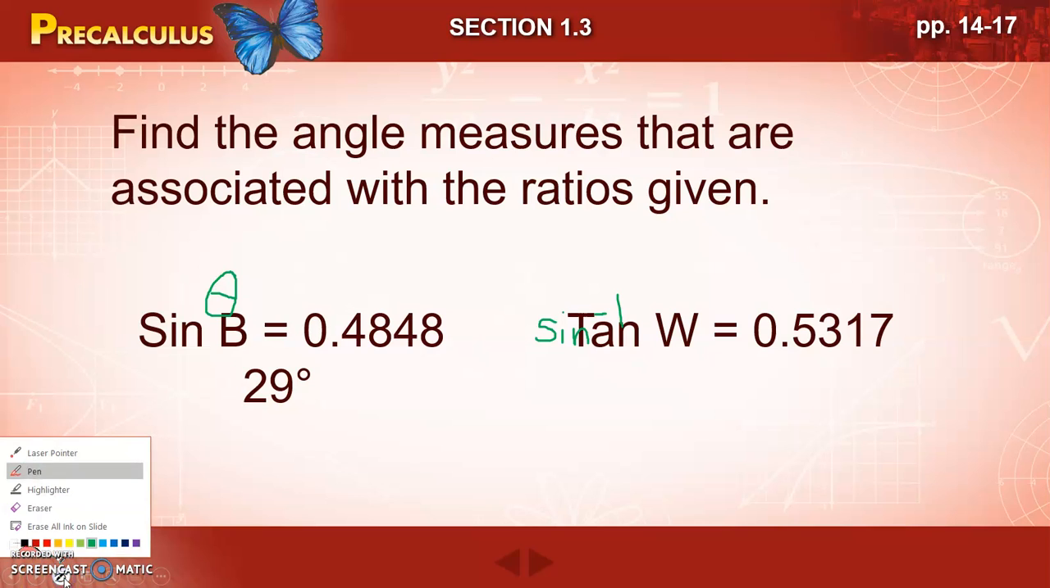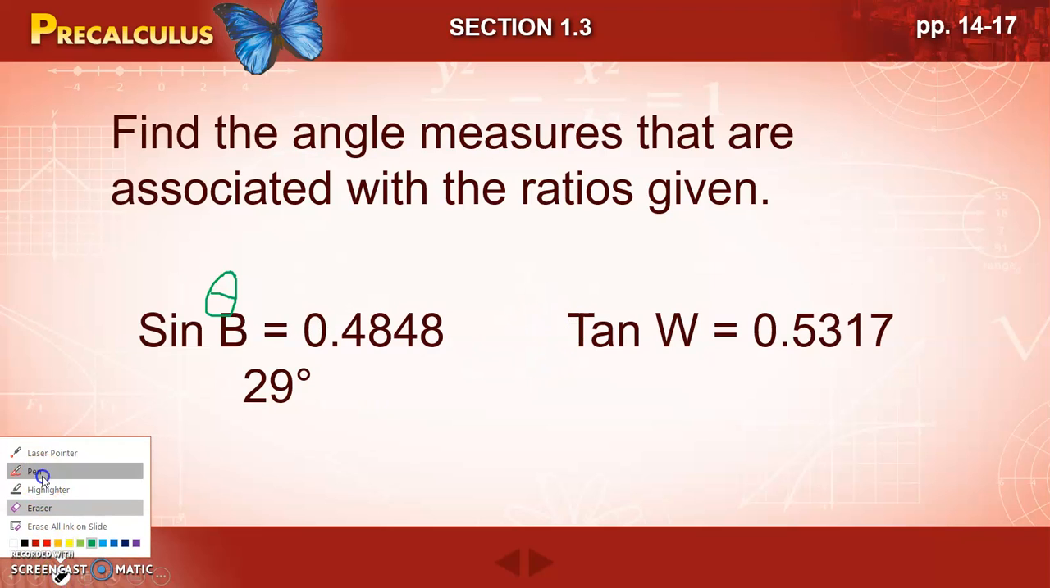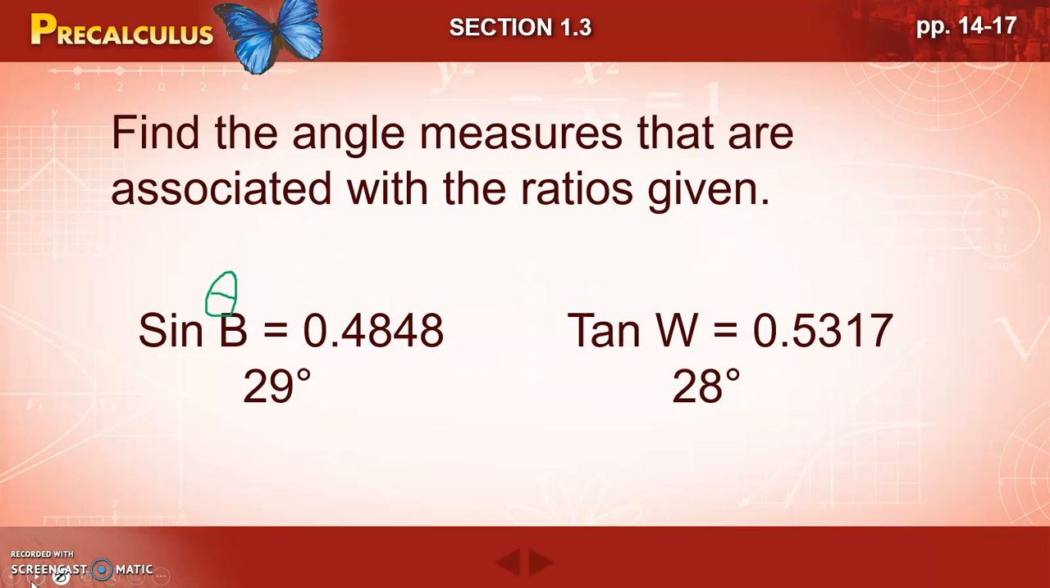Now, what about the tangent of a given angle being 0.5317? See if you can figure that out using your calculator. So you typed 0.5317 and you hit that tangent to the negative 1 button and found out that this angle was 28 degrees. If you have any questions about how to use your calculator, make sure you do ask me when we are in class together.